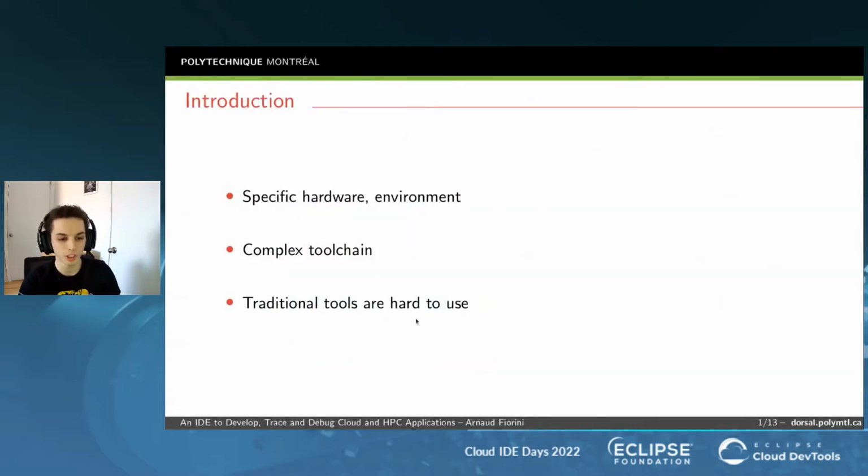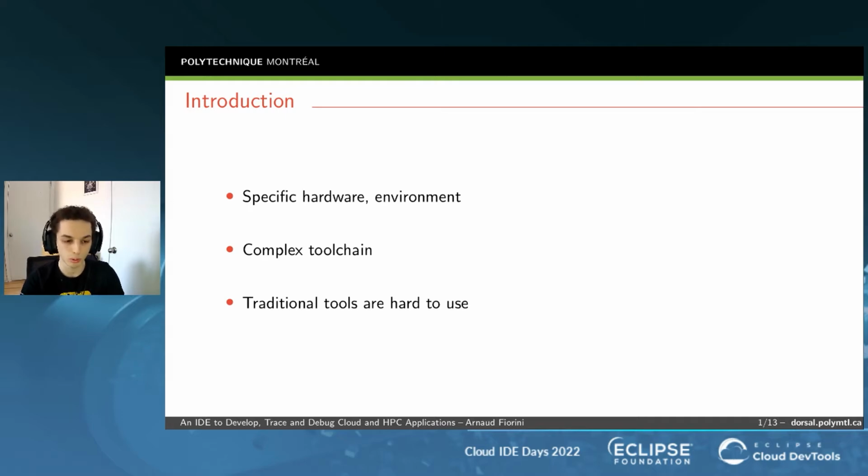To begin, what's specific about HPC and cloud applications is that they use specific hardware and a specific environment. And the issue is you can't develop with traditional tools on your desktop using this specific hardware that needs specific servers to run. Now, there's also a complex tool chain and specific software and libraries that you have to use in order to make this hardware work as well.